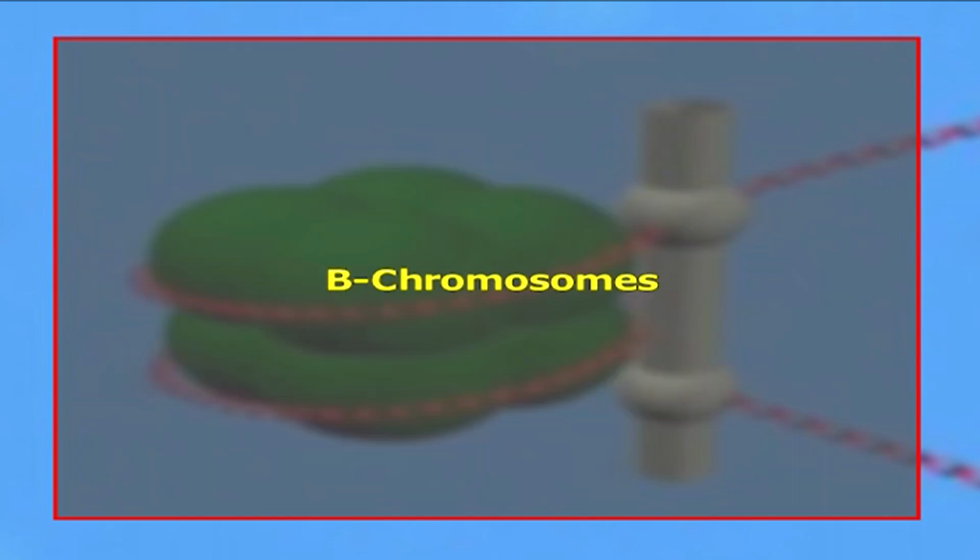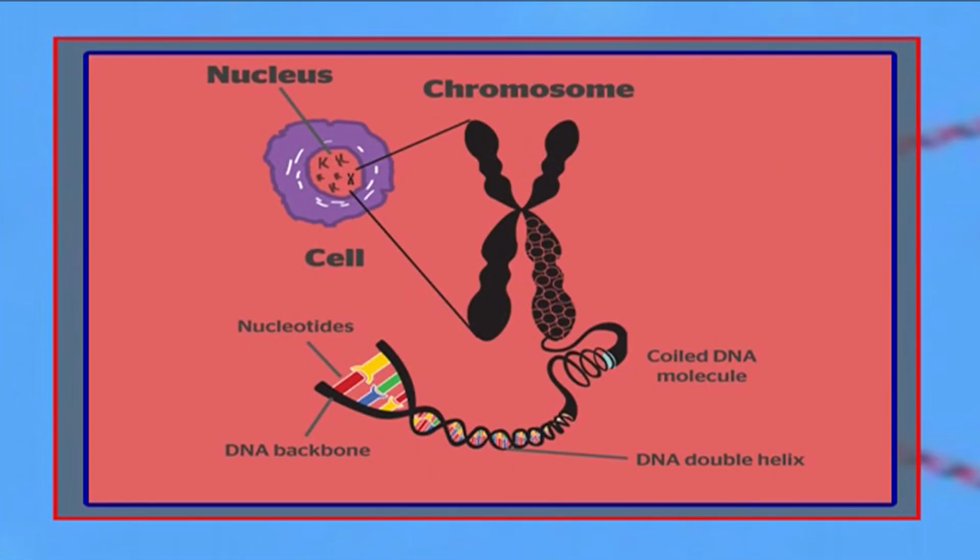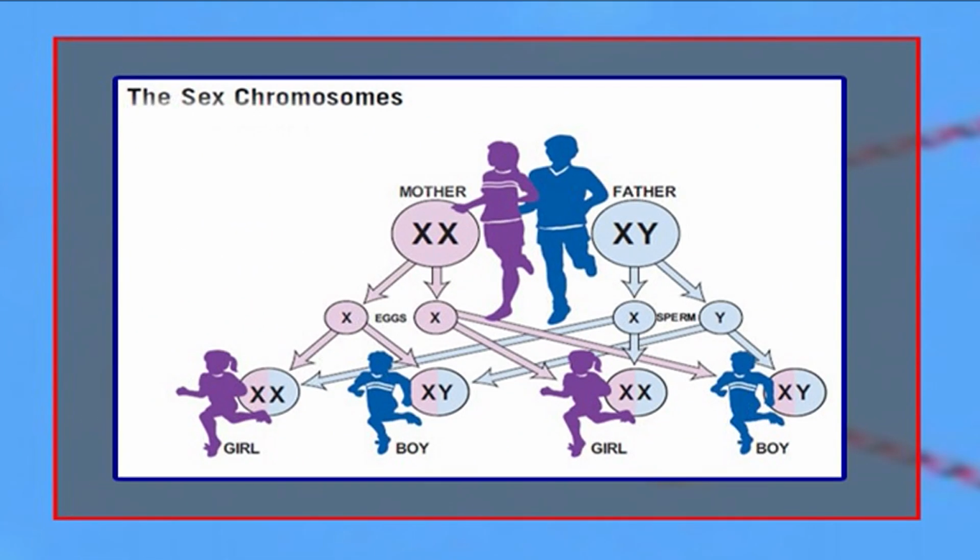B chromosomes. Many plants such as maize and animals such as insects and small mammal species, besides having autosomes, A chromosomes and sex chromosomes, possess a special category of chromosomes called B chromosomes without obvious genetic function.